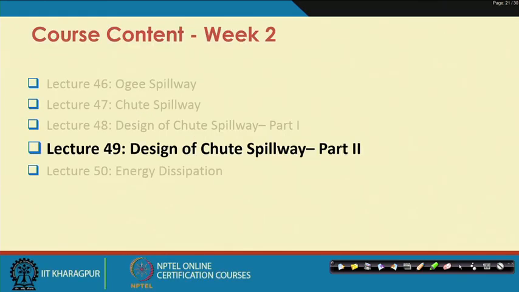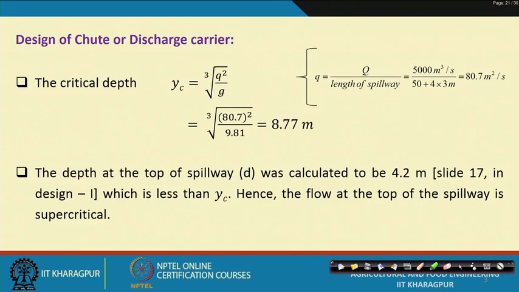Here we cover some of the basic concepts and also the design problems that we partly completed in design problem 1. Here we designed component 3, that is the chute or the discharge carrier, which is one of the components of the chute spillway. Here we have to calculate the critical depth.